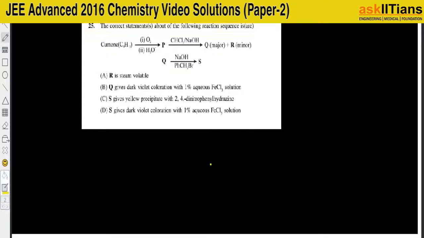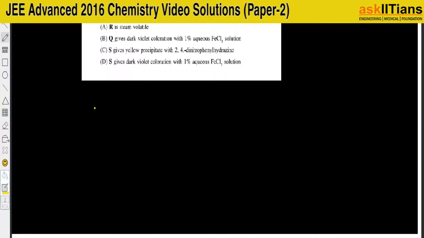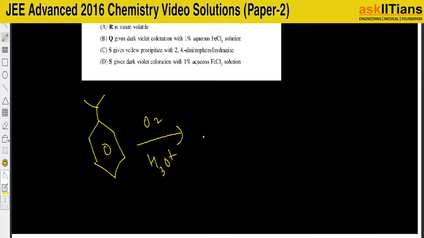Like if I draw over here, this is my isopropyl benzene. If I'm oxidizing it and passing with this media, I'll be getting my phenol. So this is my P, which in the question it's been asked.